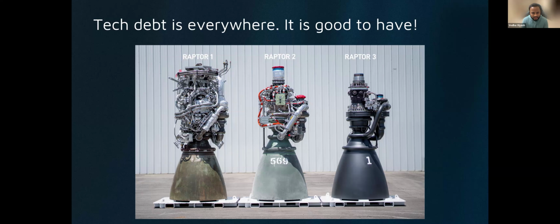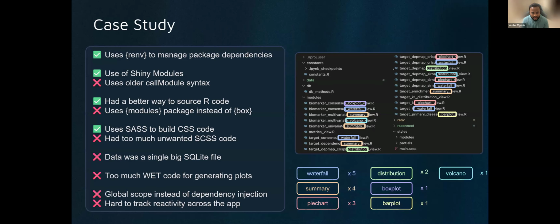Here are 3 generations of the Raptor engine of SpaceX. Tech debt is not necessarily a bad thing. Sometimes there are other things to prioritize, and taking on debt to address at a later date seems like the optimal way forward. This is especially true in the early stages of a project, where velocity and experimentation are more crucial. So it's quite natural to end up with such a code base after a while.